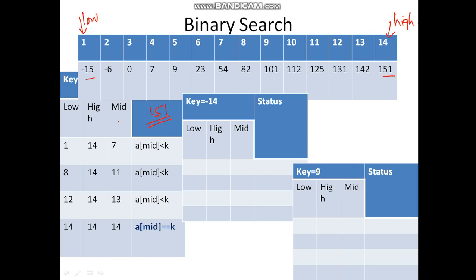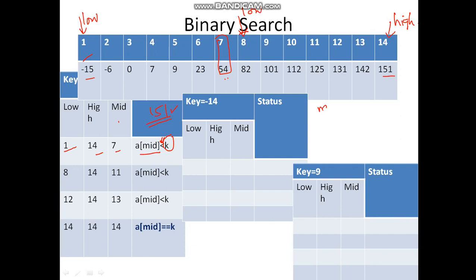Now if I am searching for 151, how many comparisons will be required and how does this algorithm work? Let us try to understand. First, we have to calculate mid. Low is 1, high is 14, so mid is low plus high divided by 2, that is 7, and we compare whether the element is present at 7. It is not present. I am searching for 151, and 151 is greater than A of mid. If so, I have to move low to mid plus 1. So my low will be here.